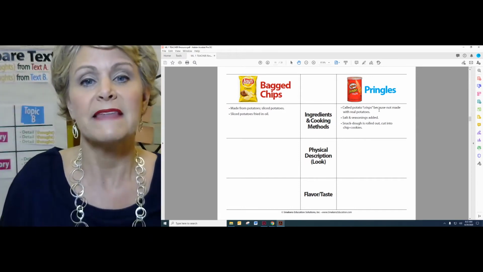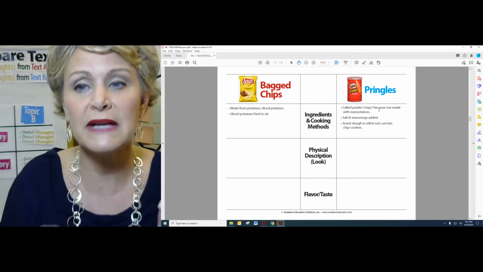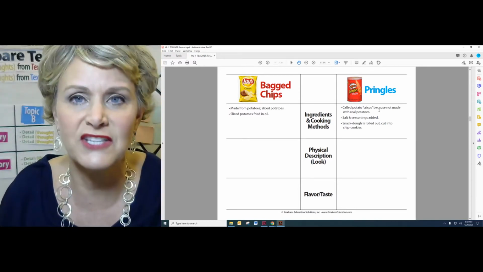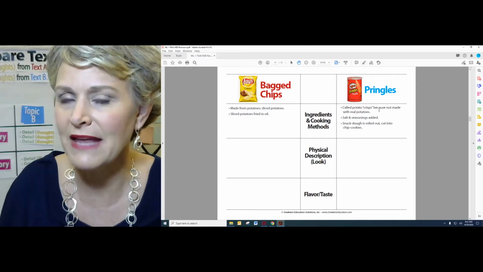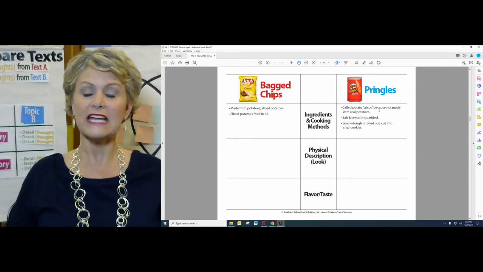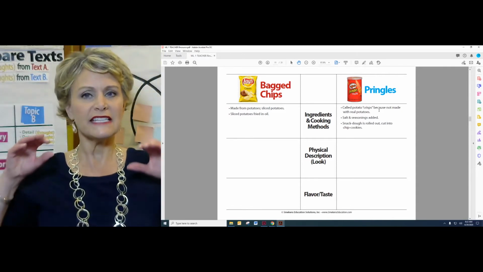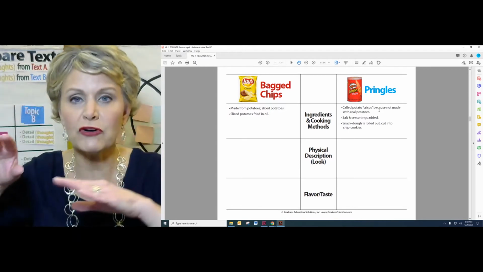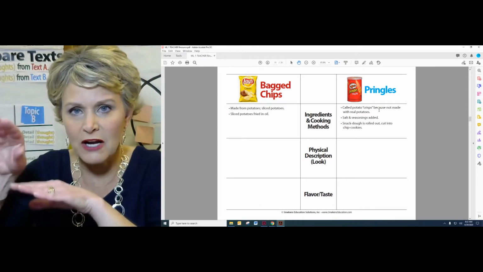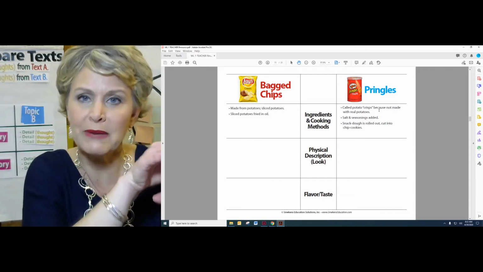I could add it. I also take note that under Pringles, I have salt and seasonings are added. And I didn't say anything about that in the bag chips. And again, I know they add salt and seasoning. So do you see how I can look for holes? If I have a bullet on one side, do I have a counterpart or parallel on the other?